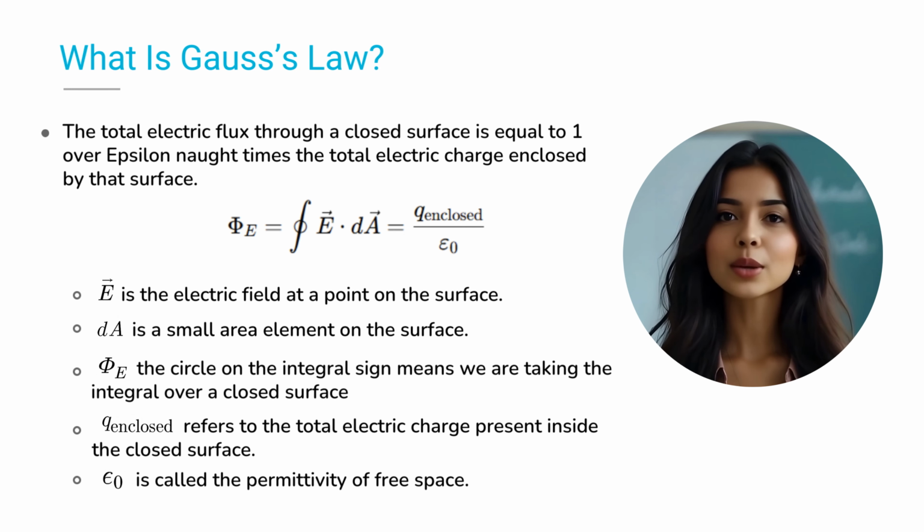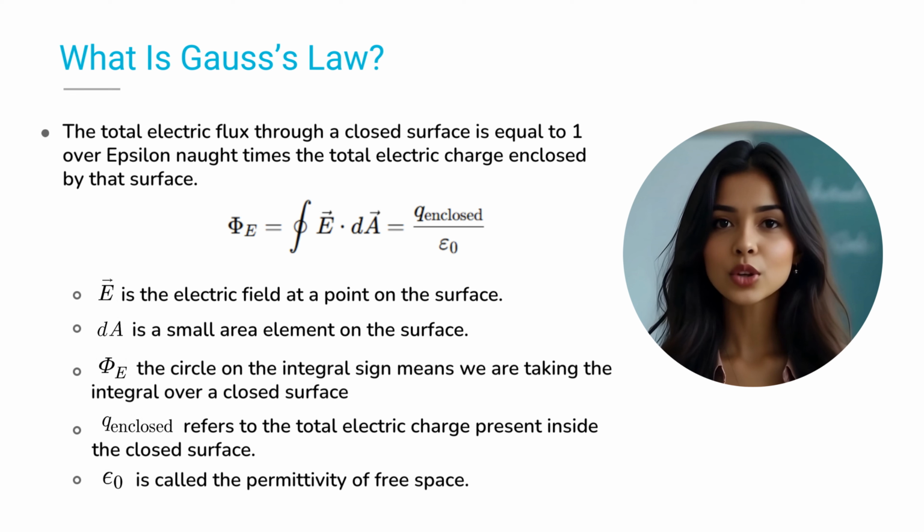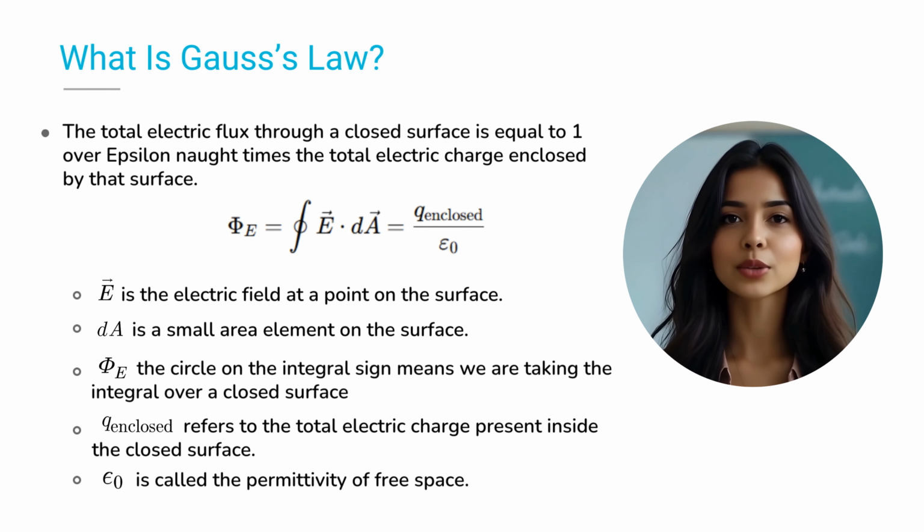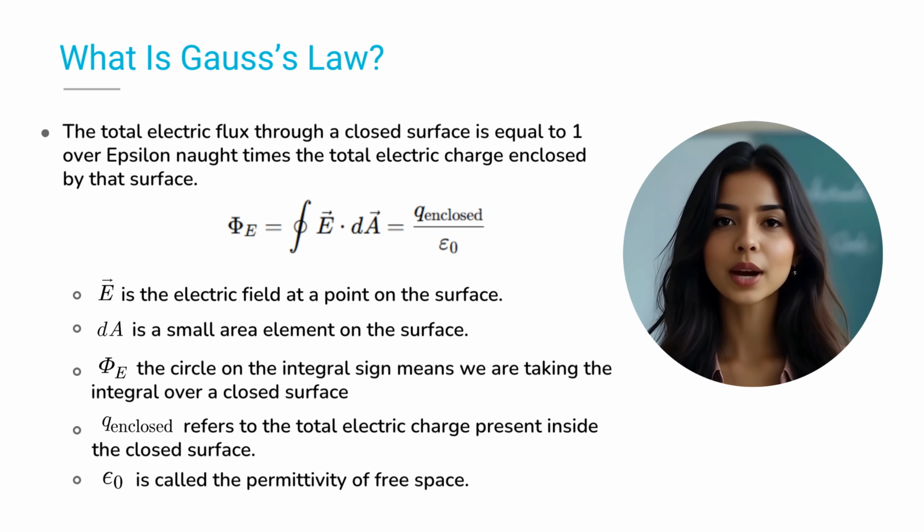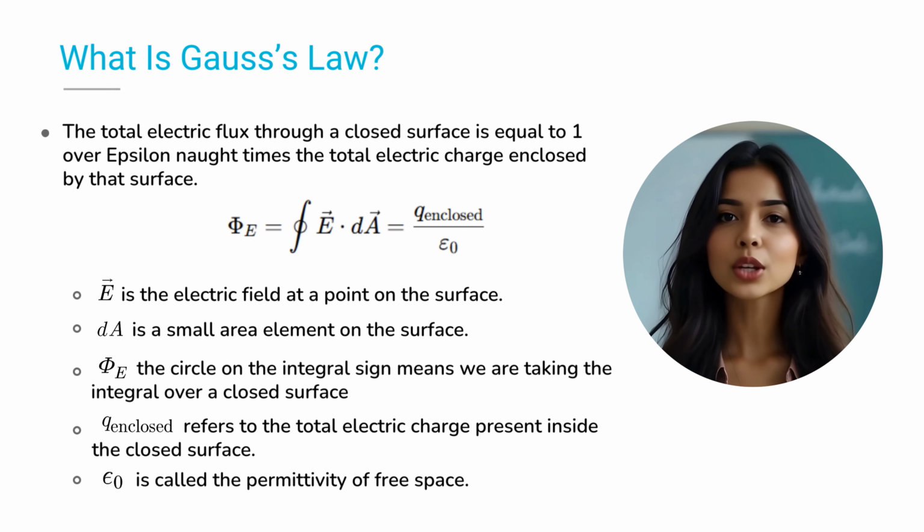Let's begin with the statement. Gauss's law states, the total electric flux through a closed surface is equal to 1 upon epsilon naught times the total electric charge enclosed by that surface. Mathematically, phi E equals the closed surface integral of E dot dA equals Q enclosed divided by epsilon naught.